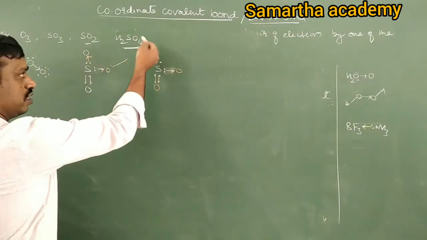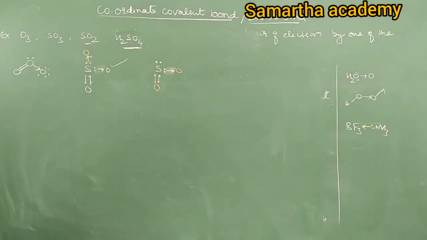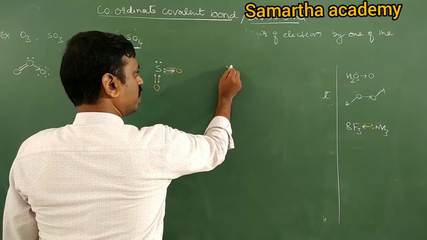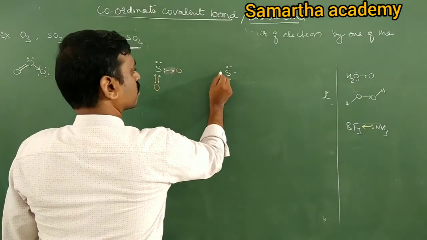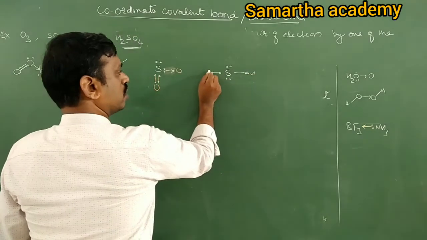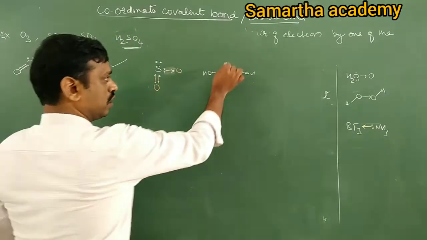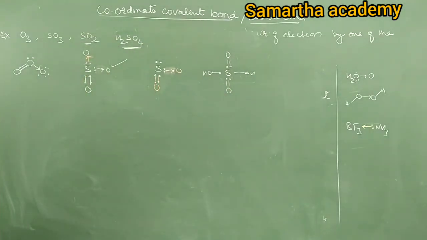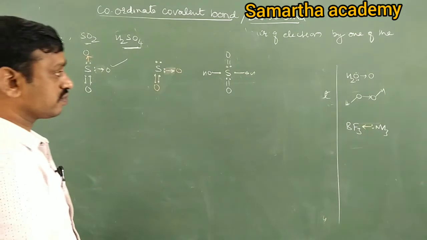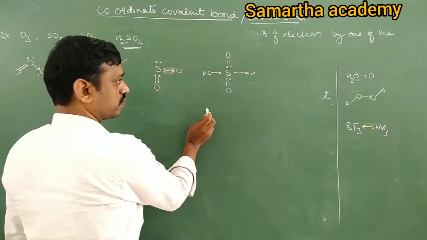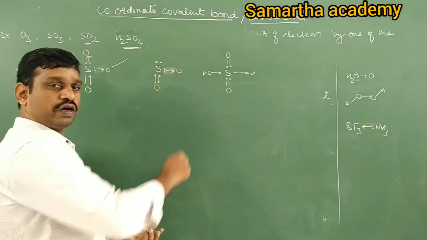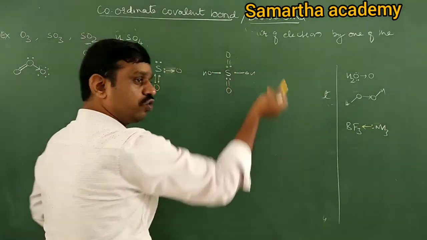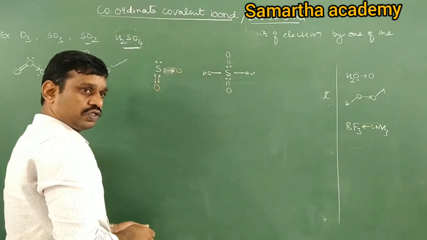Similarly, sulfuric acid. This also I gave in the DPP. Sulfuric acid has how many dative bonds? If you write sulfuric acid, it should be like this. Right? OH. This is an OH. Right? Double bond. This is a double bond. Now tell me, how many electrons do we get after formation of bonds? 1, 2, 3, 4, 5, 6. 6 means 12 electrons. So it is not possible.